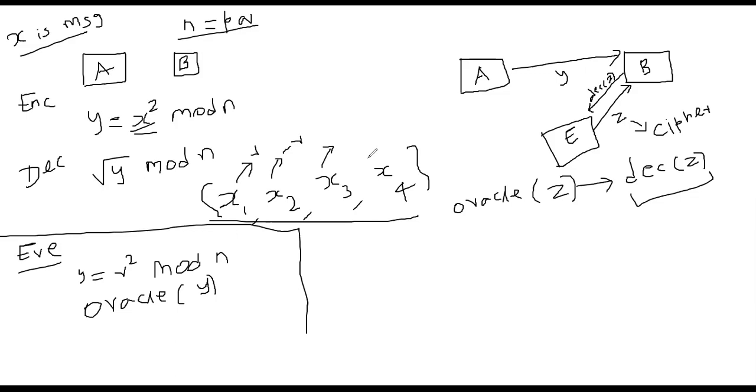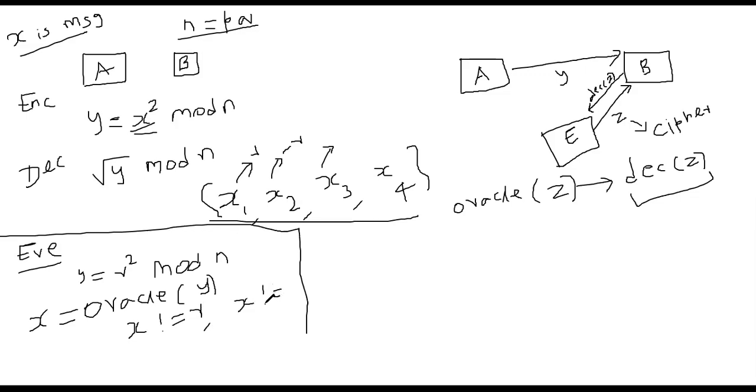The interesting scenario is what happens if the Oracle replies with something else. Let me explain clearly. The Oracle is taking as an input Y, the ciphertext, and it's going to reply with some X, right? What happens if that X is not the same as R or minus R? Okay, that's going to be interesting now.